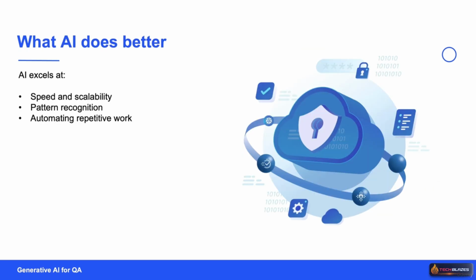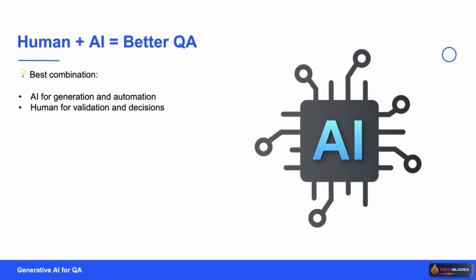On the other hand, let's be fair. AI has its own superpowers. It's incredibly fast. It can process thousands of lines of code or logs in seconds, and it never gets bored of repetitive tasks. It's great at recognizing patterns, spotting similarities, trends, or inconsistencies that we might miss after hours of manual work. So instead of competing with AI, we should let it handle what it's good at and focus on what we're good at. The real power comes from combining both.